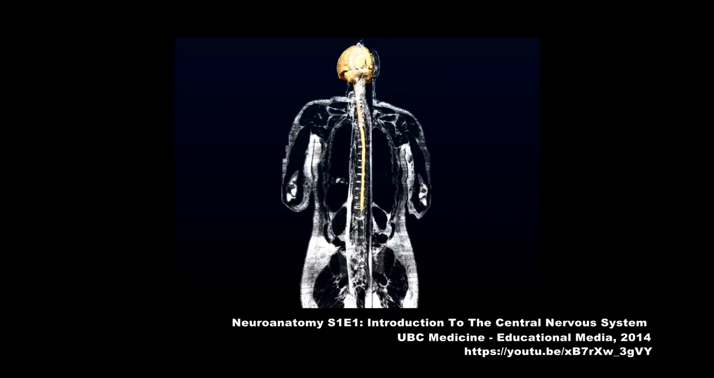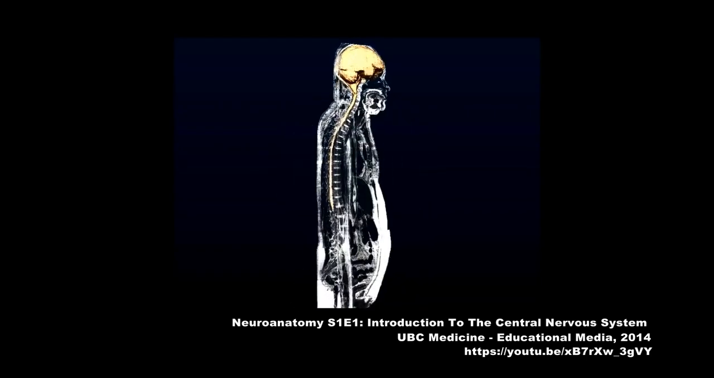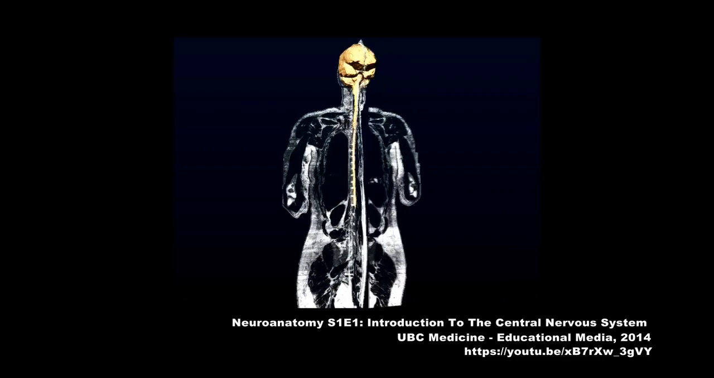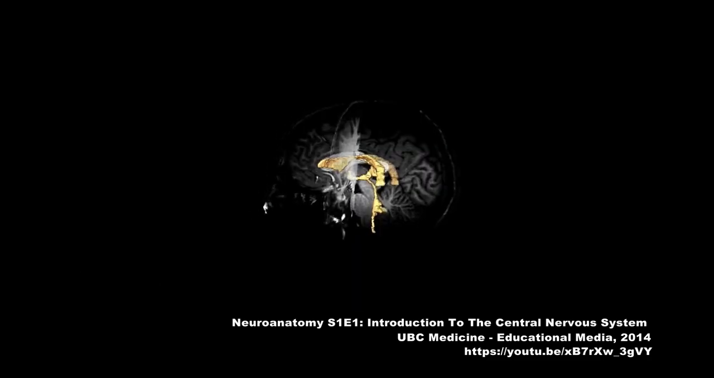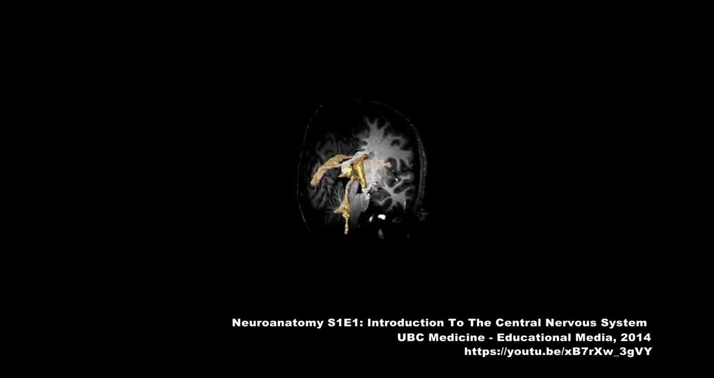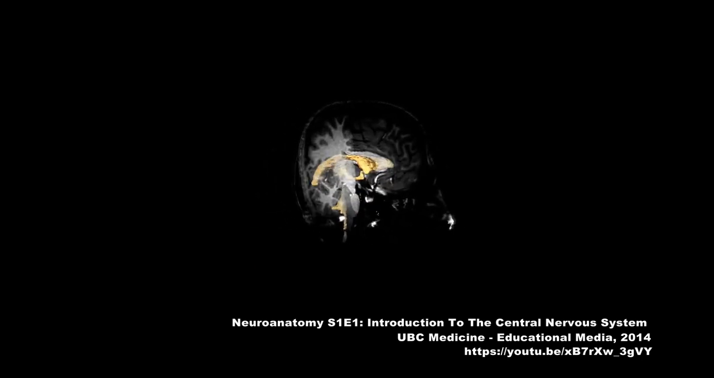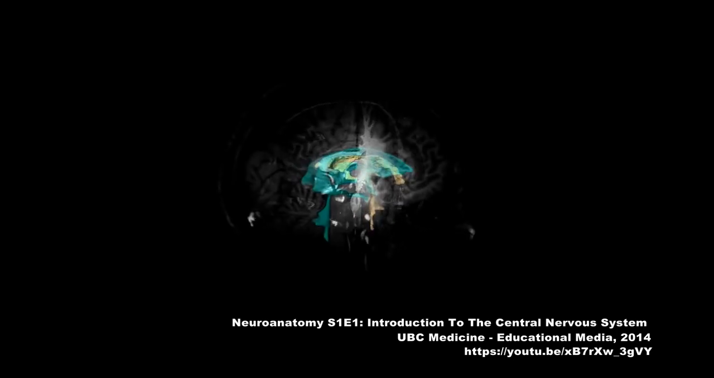Deep within the brain are spaces filled with cerebrospinal fluid, or CSF. This is a 3D reconstruction of the ventricular system. You can see the two C-shaped lateral ventricles in the cerebral hemispheres.